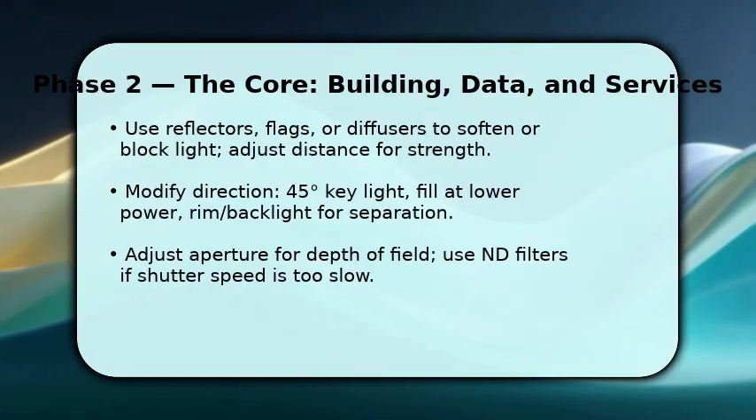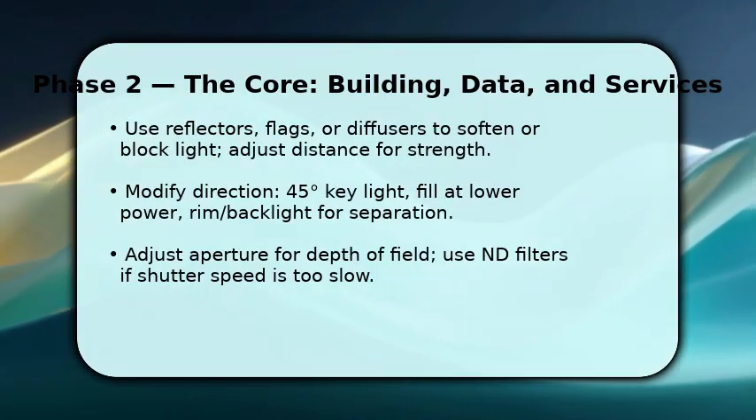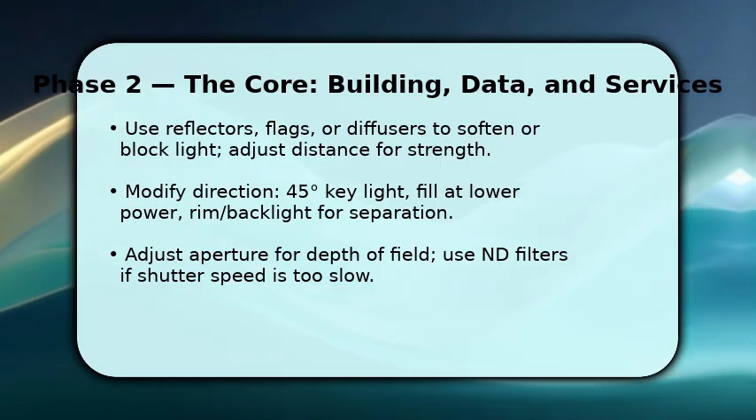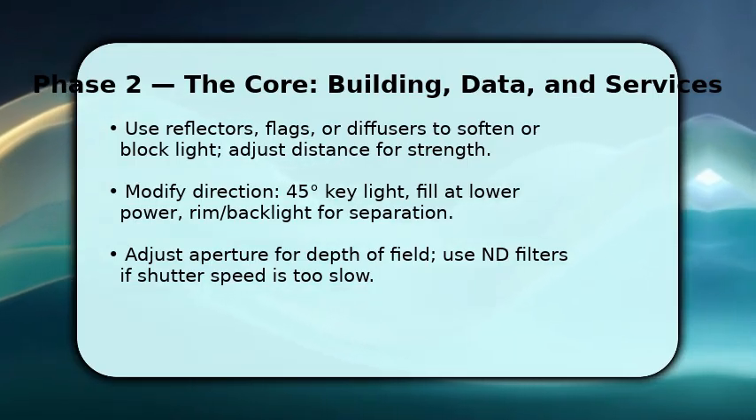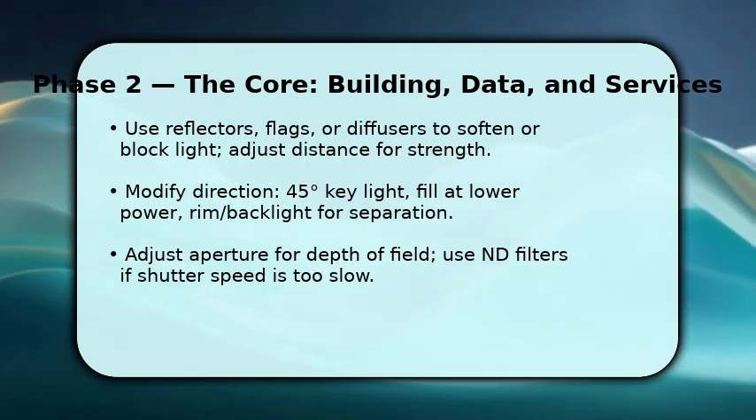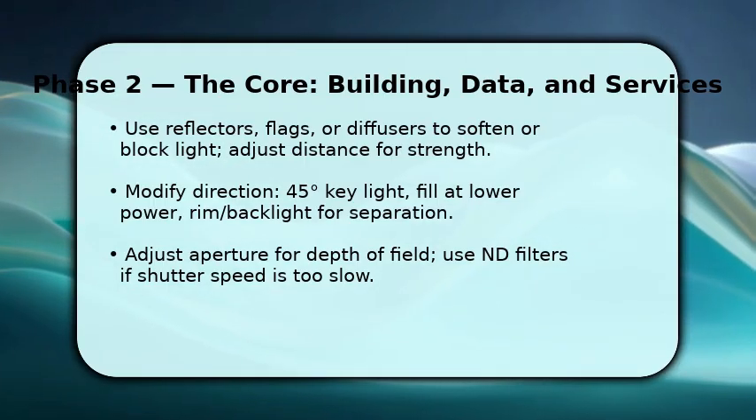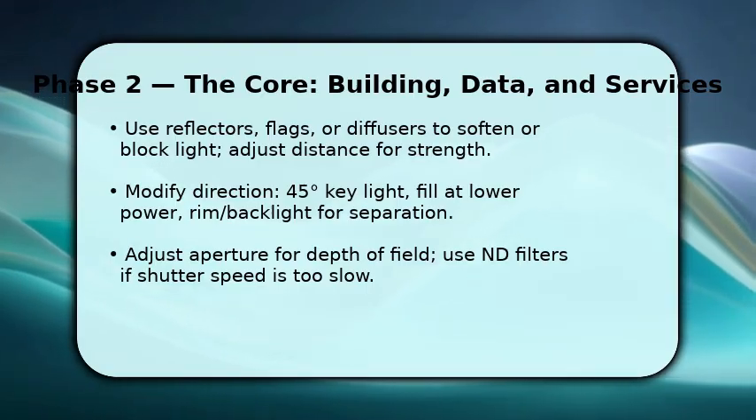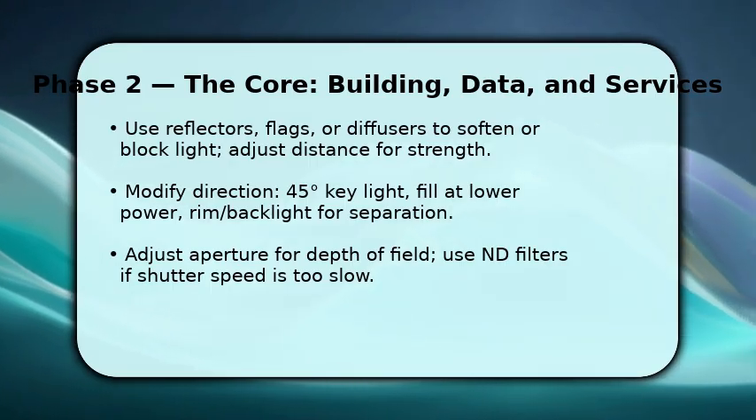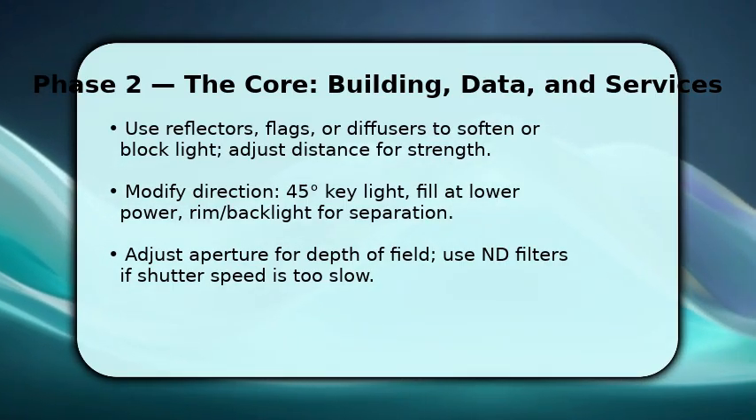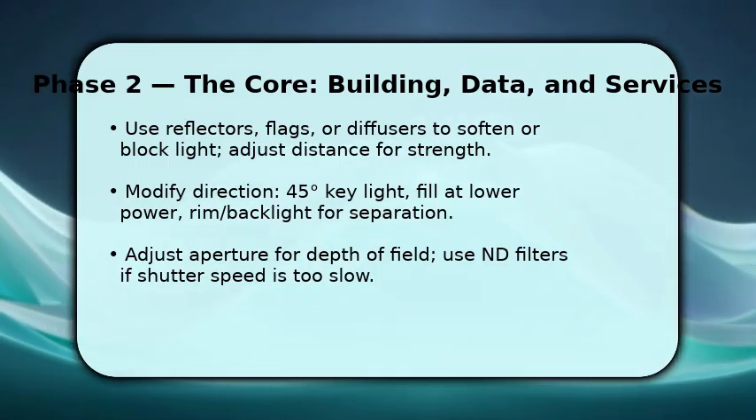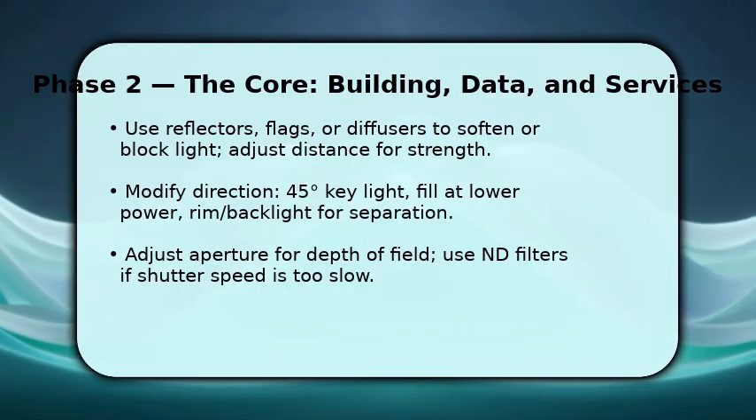You now shape the light. Place a key light at about 45 degrees for natural modeling, and add a weaker fill to reduce harsh shadows. This gives depth without flattening. Use reflectors to bounce light into shadow areas, or flags and grids to block spill and preserve contrast. If your exposure forces a slow shutter, add an ND filter so you can keep wide apertures for shallow depth of field. Once set, fine-tune distances. Moving a modifier closer softens and increases intensity.